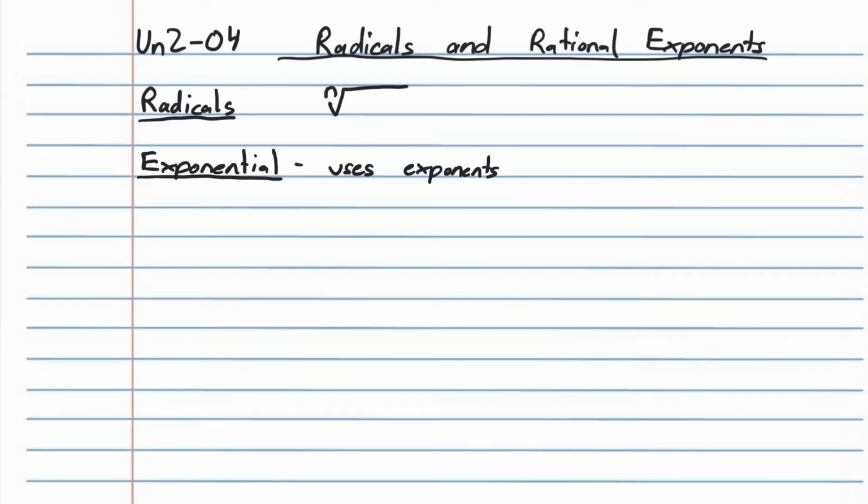And then the term rational, very similar to radical, but slightly different. Rational means that we're going to be dealing with fractions. So when we put all three of these things together, we're going to look at how a radical and a rational exponent compare.